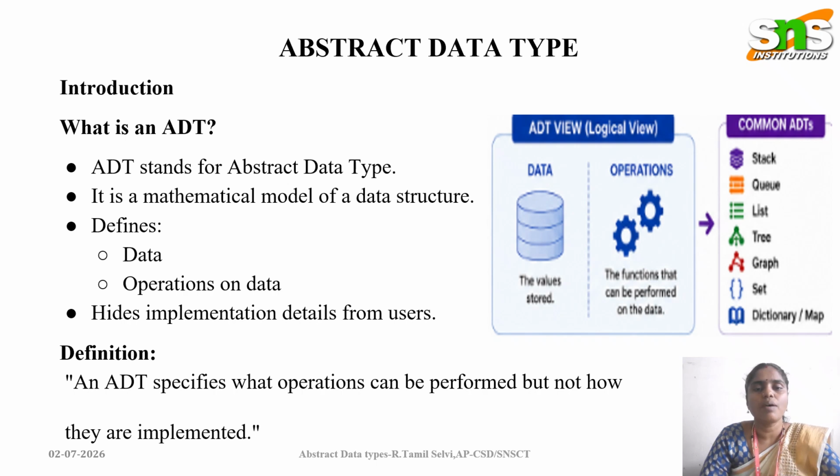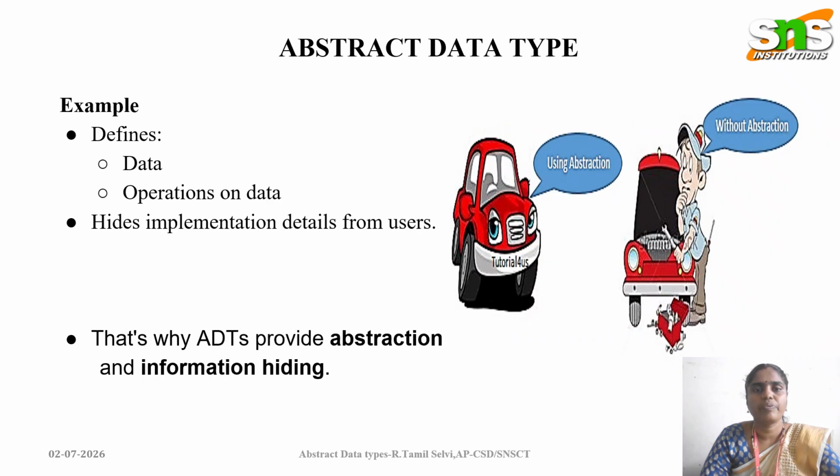ADT stands for Abstract Data Type. It is a mathematical model of data structure. It specifies what data can be stored and what are the operations we can perform on the data. But it does not tell about how these operations are implemented. That means it hides the implementation detail from the user.